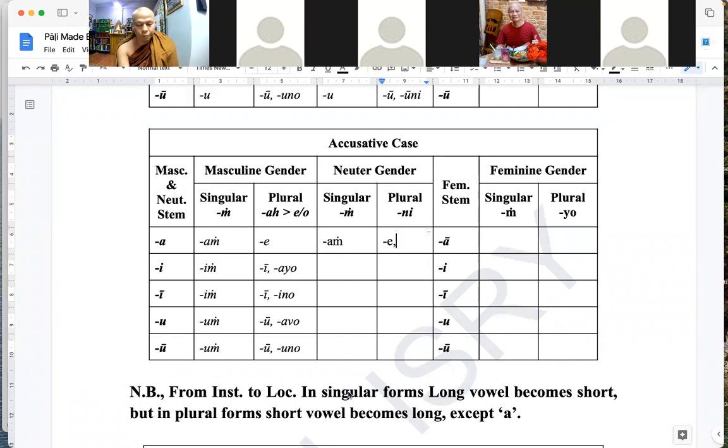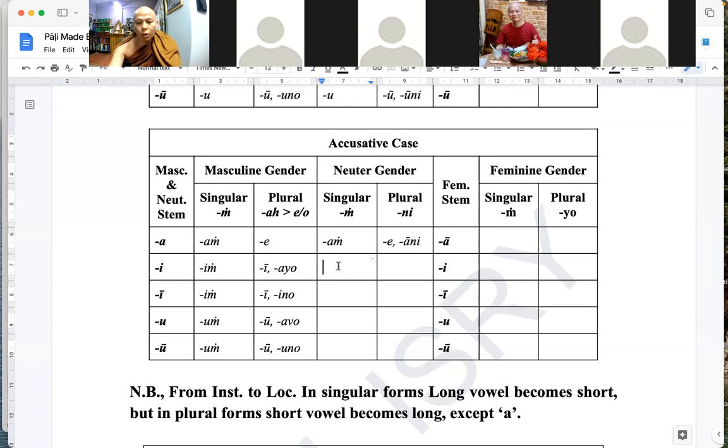Okay. So, and then another form is, to the a, ni is added. The a becomes the long a, and then ni is added. So we have phalam, phale, phalani. Phalam, phale, phalani.